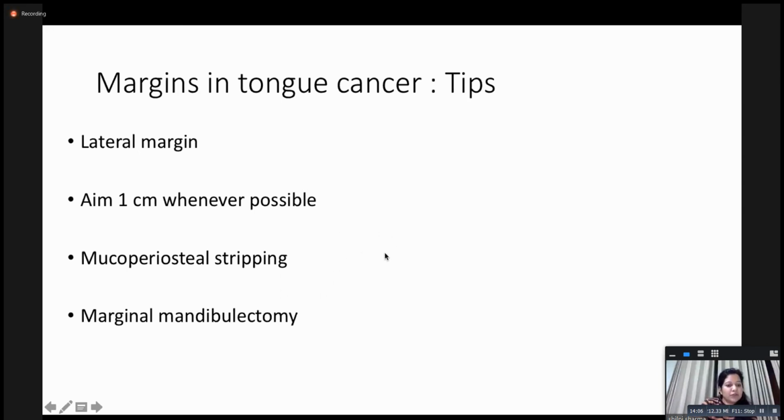But if you think that even after doing mucoperiosteal stripping, you are going to get a 2 or 3 millimeter margin on final histopathology, then it's better to do marginal mandibulectomy.